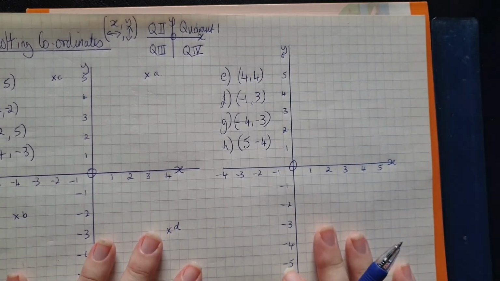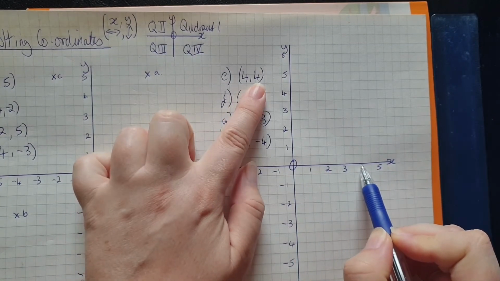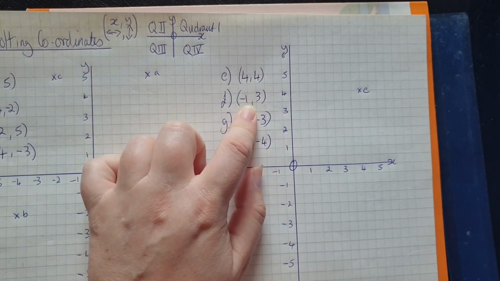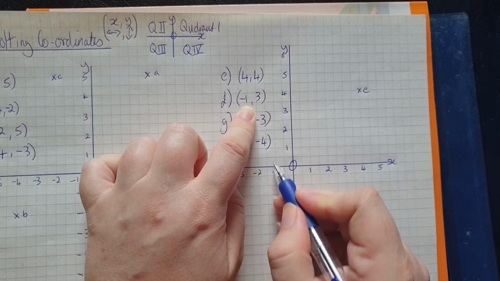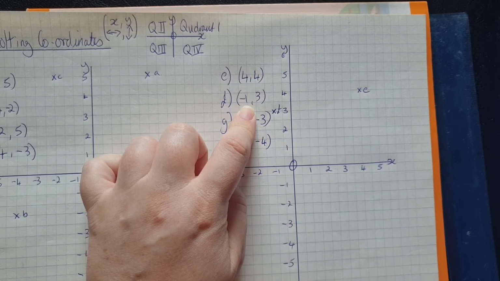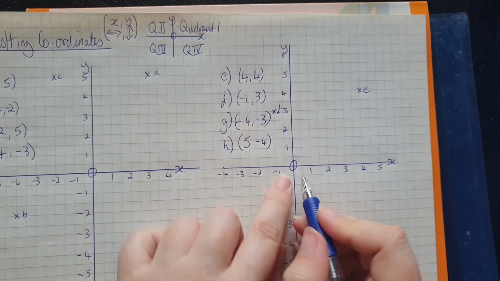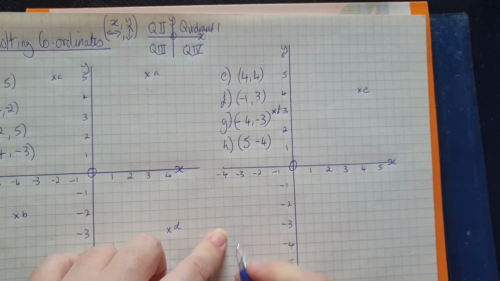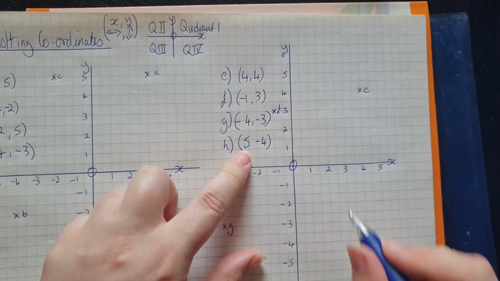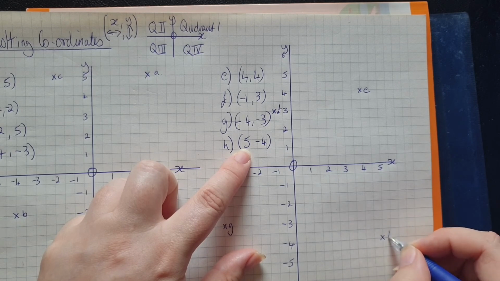So let's go through this on here. So we have 4, is E. Minus 1, 3, just before I crash into the questions, is F. Minus 4, minus 3 is G. And 5, minus 4 is H.